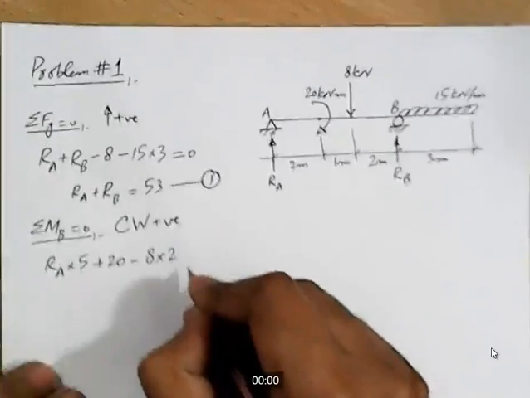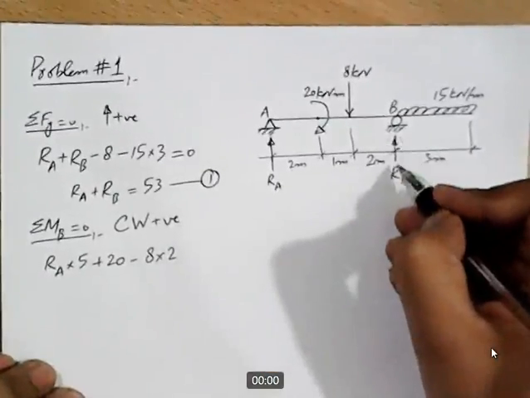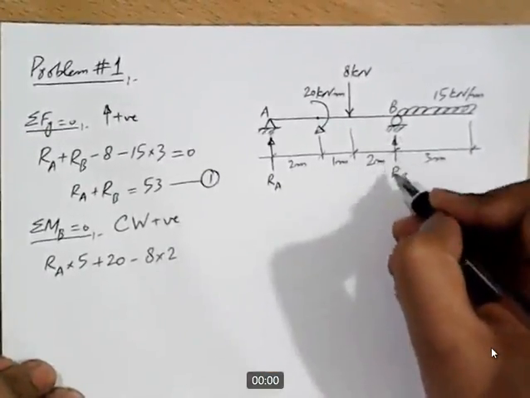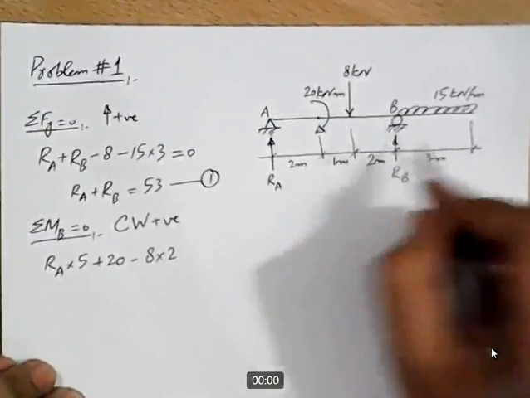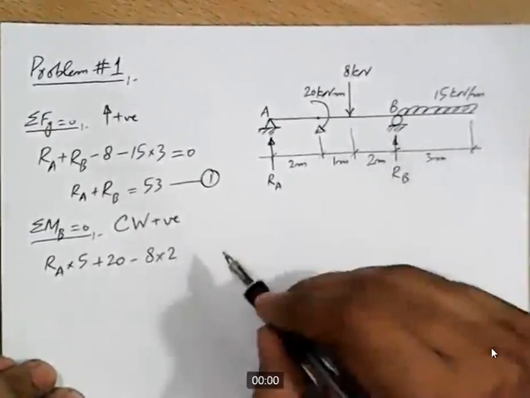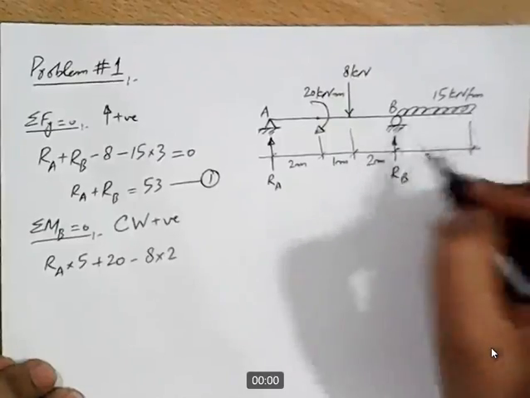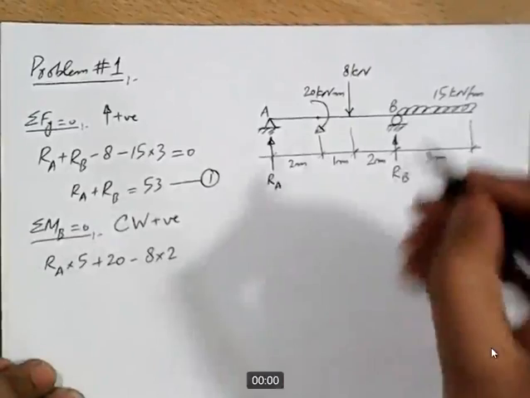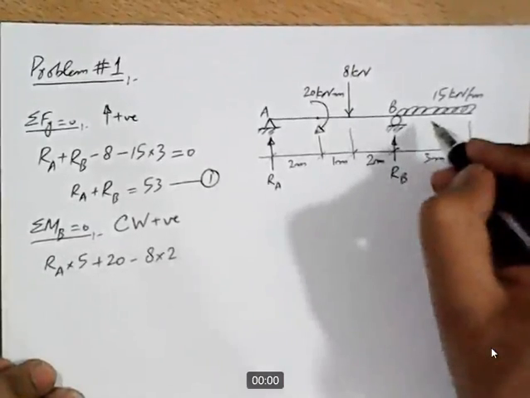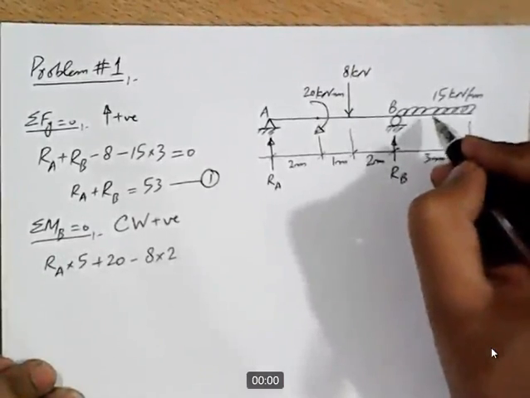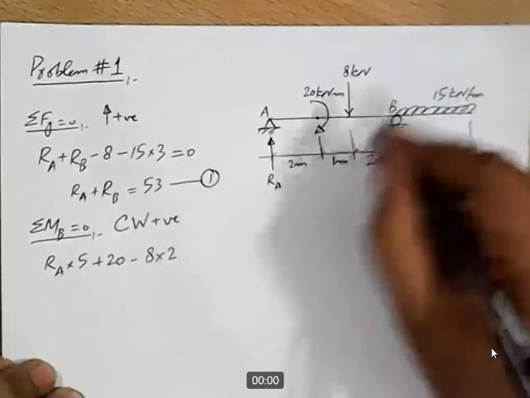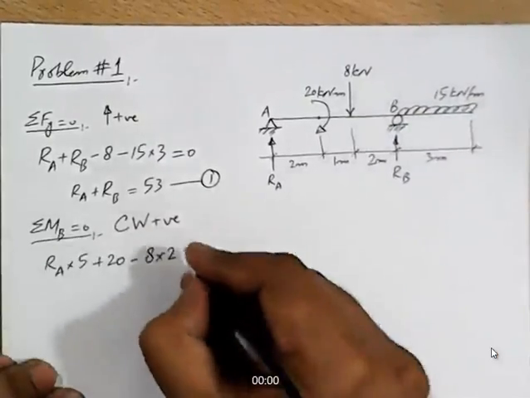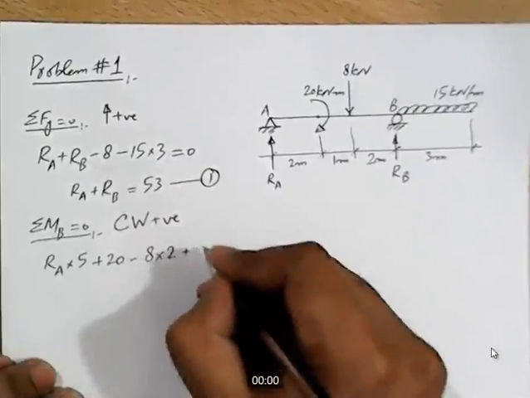2 is the lever arm, and then we have this force RB. The reaction RB is passing through point B, so it will produce zero moment about point B. It will not appear in the equation. And then we have this UDL. 15 into 3 will be the magnitude of the UDL, and then we'll see the lever arm. But first, what is the direction of moment? It is in clockwise direction about point B. So we should take it as positive.